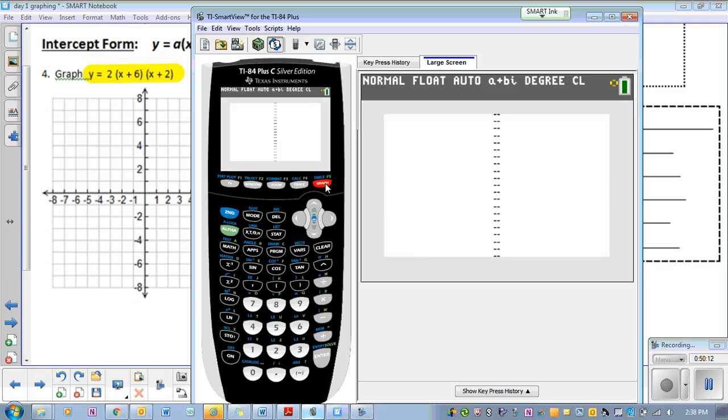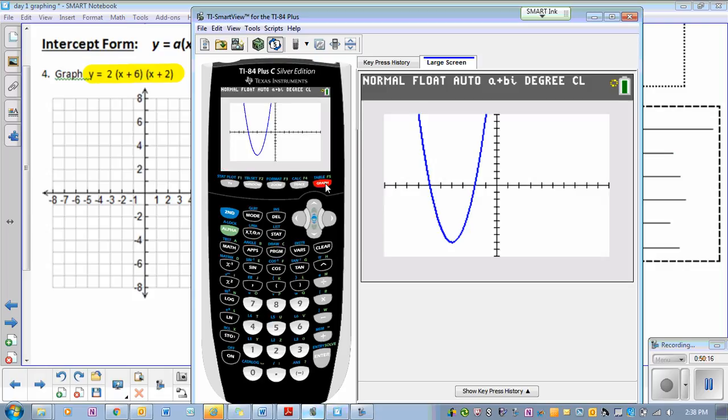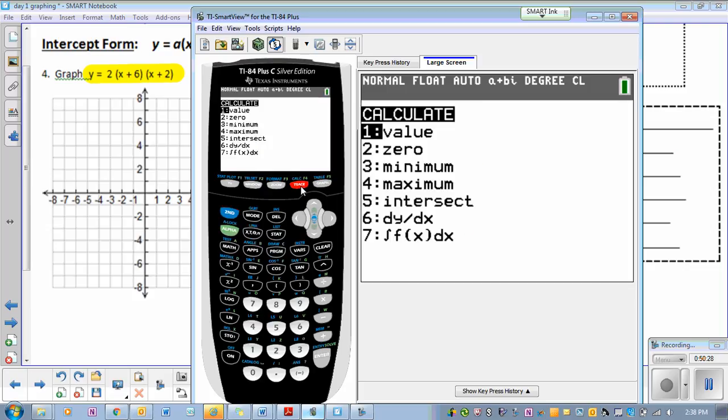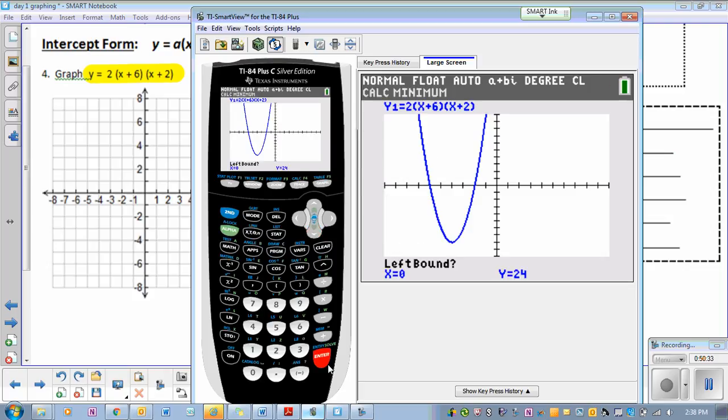Graph this. I want to take a look at it. How pretty. So I'm going to go and find the vertex here. Is it a max or a min? Min. All right. Second trace minimum. Where's Blinking Bob? I don't see him. He's all the way up at y equals 24. That means he's all the way over here on the right arm. So I'm going to hit left to get him down. Does that make sense?